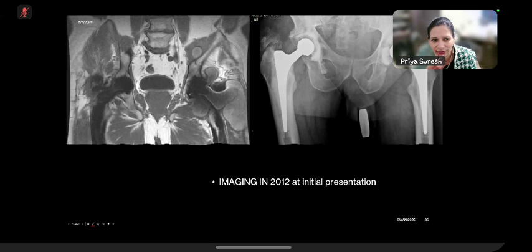So this was the first MR that the patient had, imaging in 2012 at the initial presentation. You can again see that this is a cemented hip prosthesis, and it's a total one because you have the acetabular component also, with a big poly. But there's a lot of lucency here, you can see. There's a lot of lucency here as well.